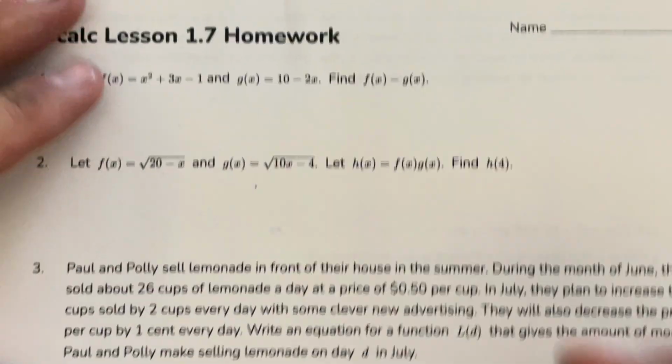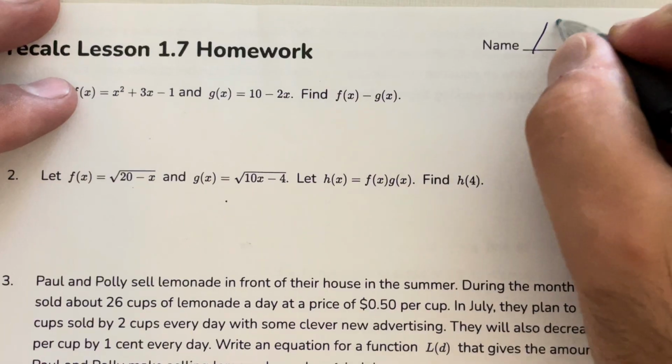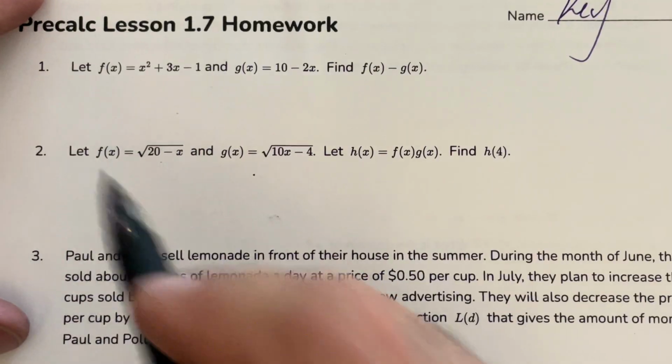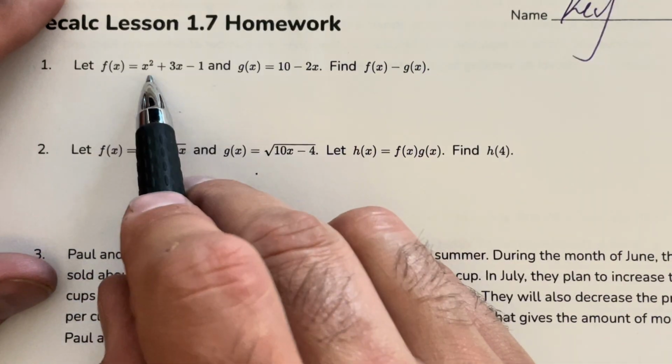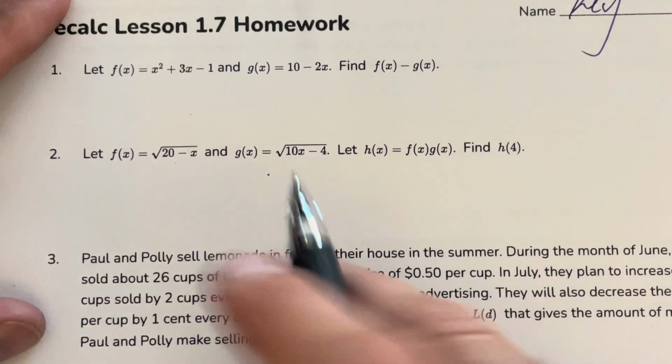Right, pre-calc, let's go over the homework. I didn't tell you which numbers to do. Let's do this and we'll figure out which numbers are really the key ones here. So we got let f of x equal this equation, and g of x equals this. Find f of x minus g of x. Oh my god, this is a gimme question.